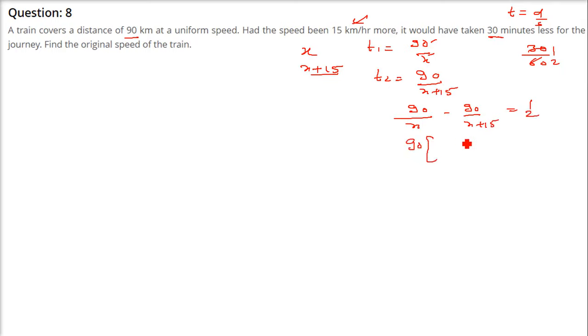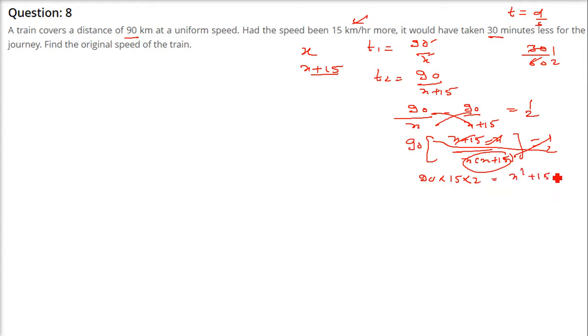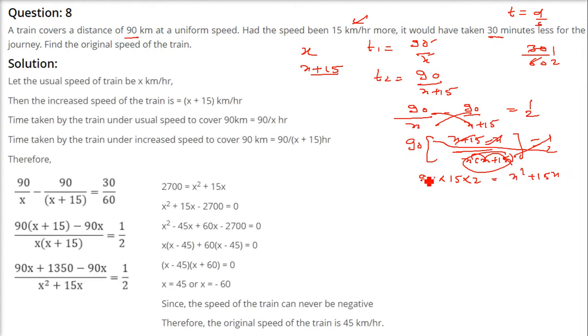I'm taking 90 outside, this will be x plus 15 minus x by x into x plus 15 equal to half. This gets cancelled. So I'm taking this on the right hand side and 2 with 90. So 90 into 15 into 2, and here we have x square plus 15x. So what do we get? X square plus 15x, and 15 into 2 is 30, 30 into 90 is 2700. So the equation becomes x square plus 15x minus 2700 equal to 0.